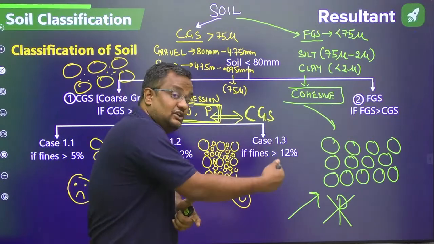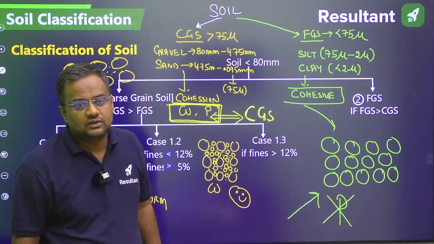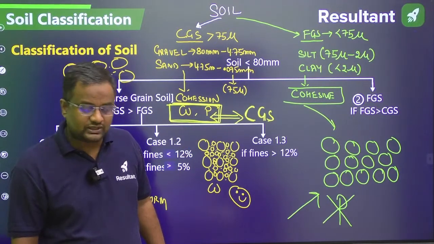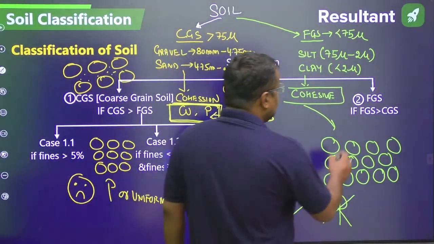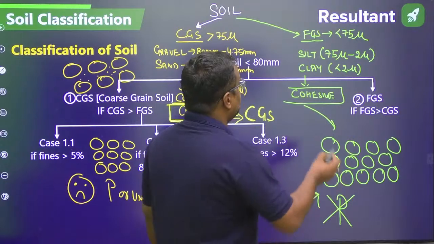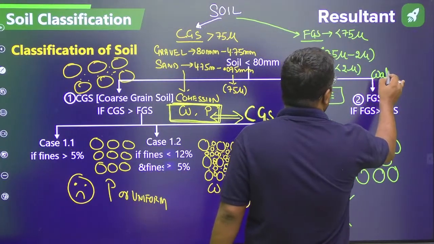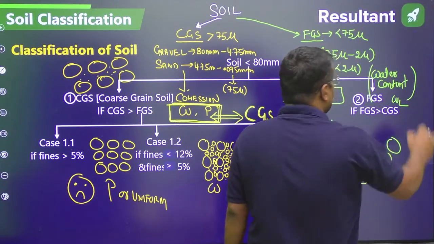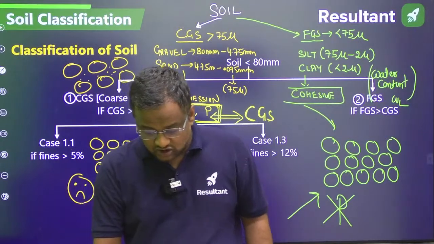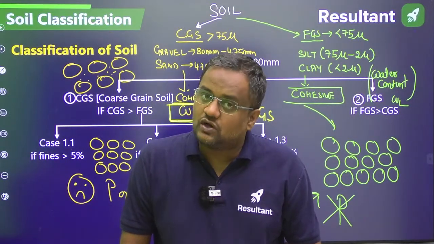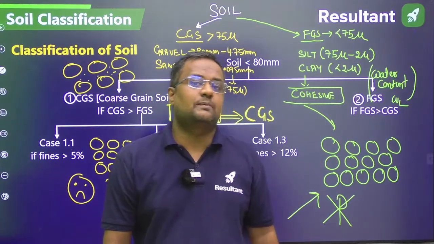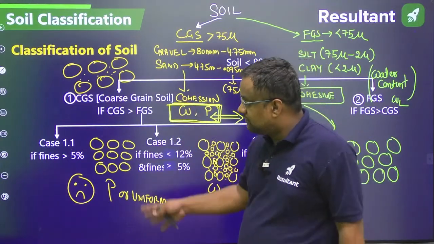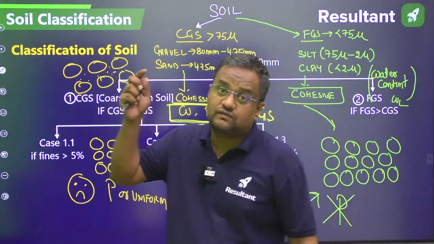Because while telling you classification, all these things will be important. For fine grained soil, these things will not be important, guys. What will be important for fine grained soil? Liquid limit. Water content is a very important property for fine grained soil because a small addition or a small subtraction of water leads to a large change in the properties of fine grained soil. But a small addition or subtraction will not change the properties of coarse grained soil. Water content is very important for fine grained soil.